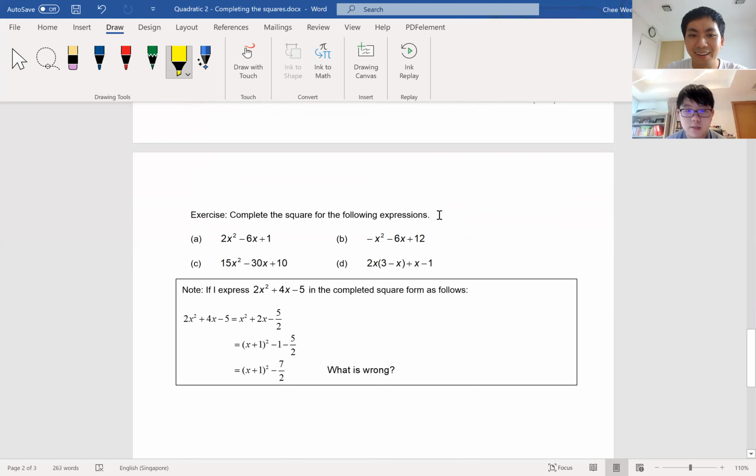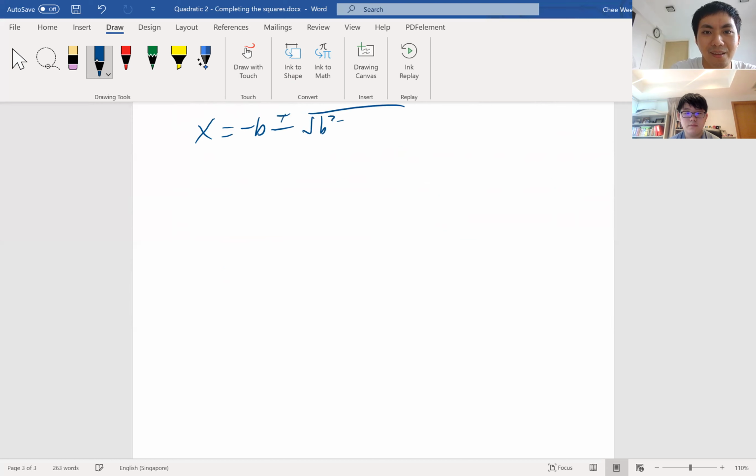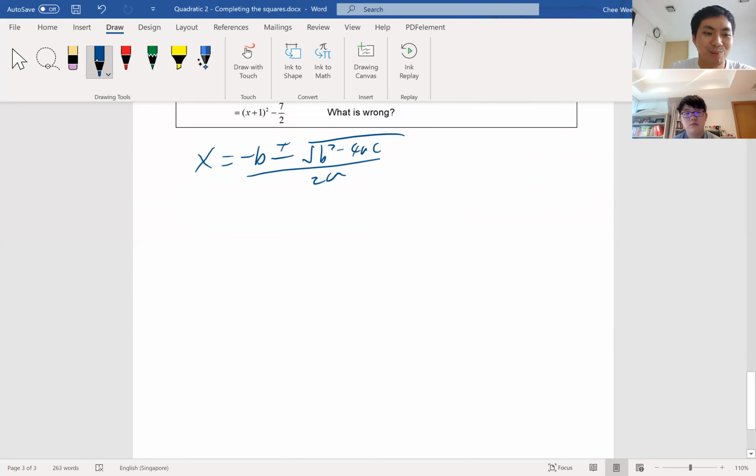Wait, what exercise? This exercise? As in, this formula was actually obtained from the completing the squares mechanism. Oh, okay, so you haven't. Okay, we'll do this together then.